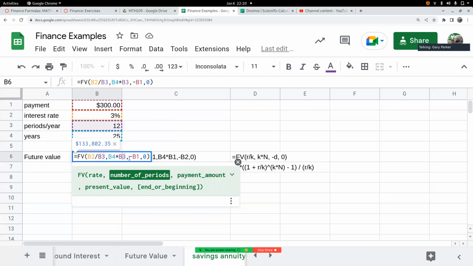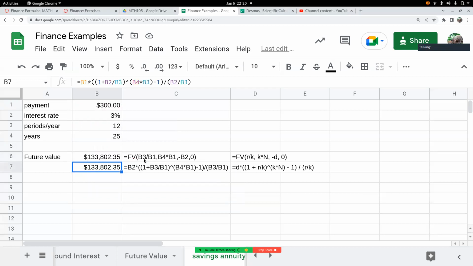Next, we enter the payment amount. Now here, we have a payment of $300 each month. We enter a negative, so the final result is positive. And we're starting with a present value of 0. Alternatively, we can use the annuity formula.